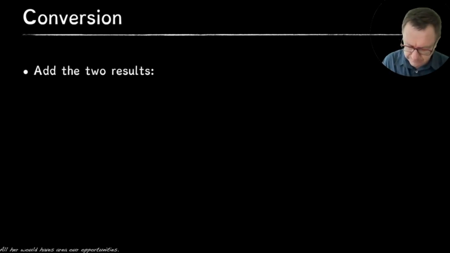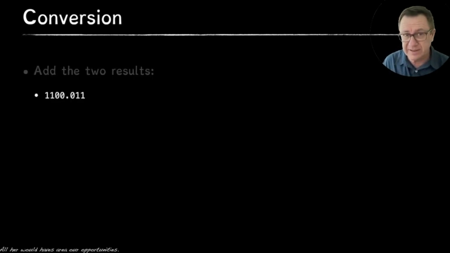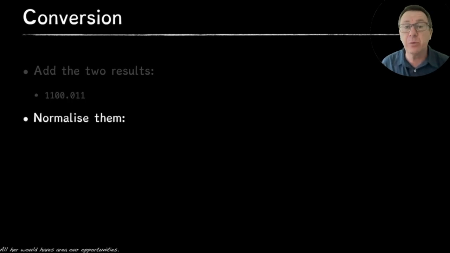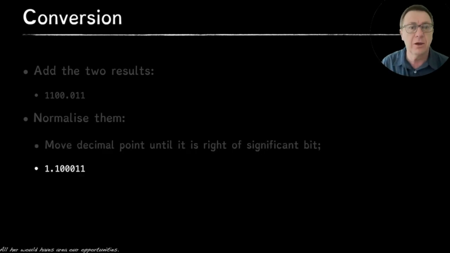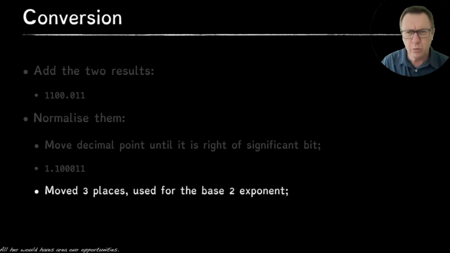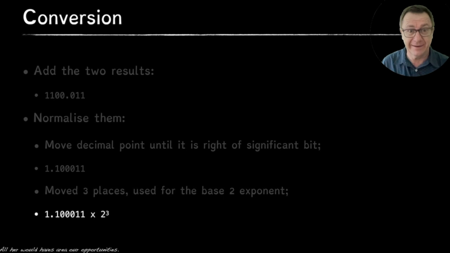So now we've got to that, we're going to add our two results. We had our 1100 and our 011. We add the two results. Now we've got to normalize them. To do that, we move our decimal point until it is right of our significant bit. There, 1.1000011. Okay. We moved that 3 places, and now we use this for the base 2 exponent. So 1.1000011 times 2 to the power of 3.